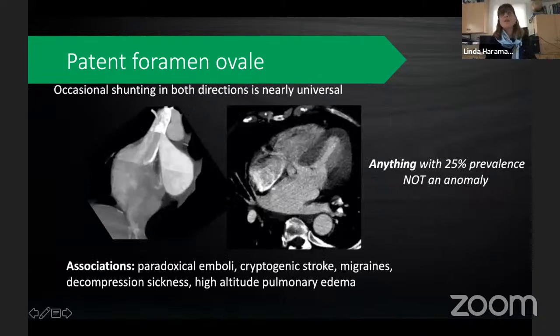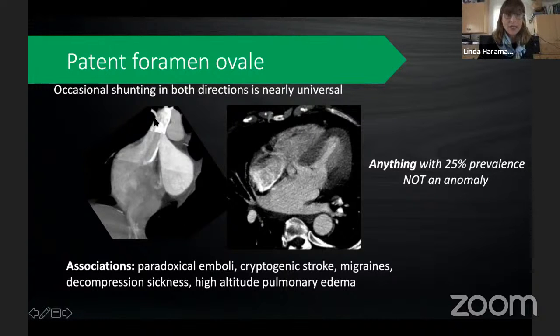And what we know from imaging is that occasional shunting in the presence of a PFO is nearly universal. And we can see it on gated CTs, we can see it on non-gated CTs. It's actually very hard to see unless there's a very large PFO. It's harder to see it on MRI.